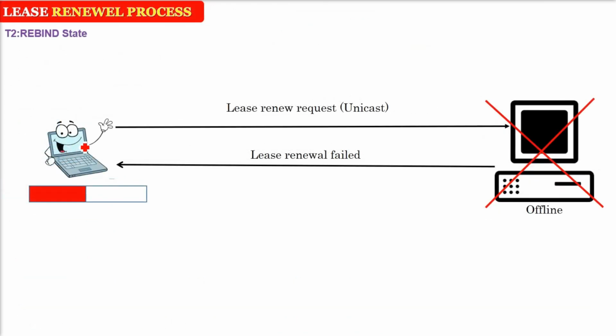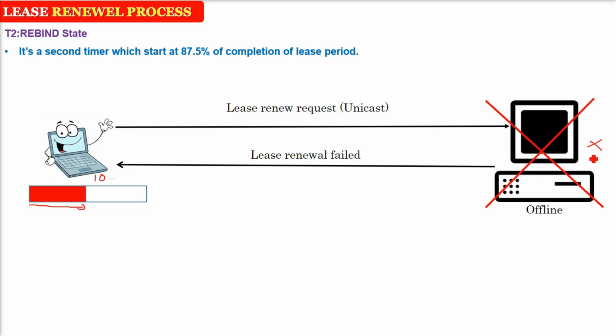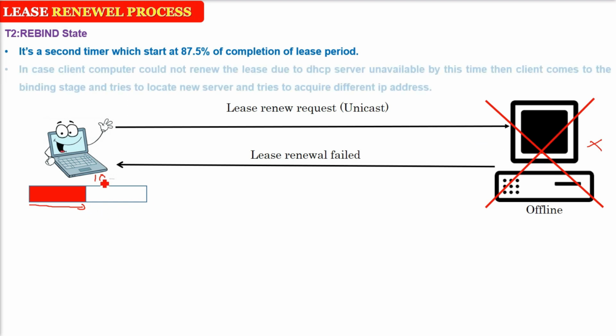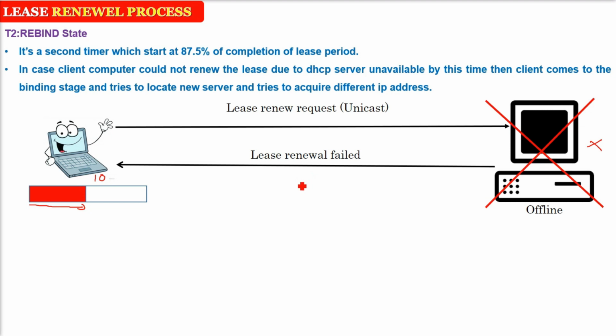Now T2 is the rebind state. What does it mean? The first timer was 50%. So the 10 days are there. After 5 days, the renew request will be initiated by the client. What will happen if the server is offline or the server is not there? The client has got all the network configuration from some server, but the server is not there. The server is offline, say. So it will keep trying after 5 days.